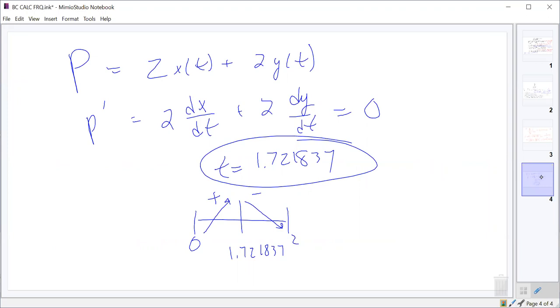Good? Good? Zoom people, good. Oh, that was worth 3 points. 1 point for the setup, no, 1 point for setting the derivative equal to 0, and then 2 points, 1 for the answer and 1 for the justification that it's a max. Any questions on any of those two problems that we've just done? Everyone's good? All right.